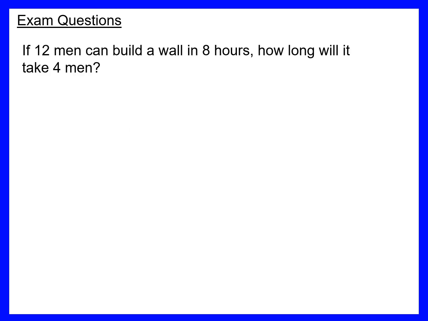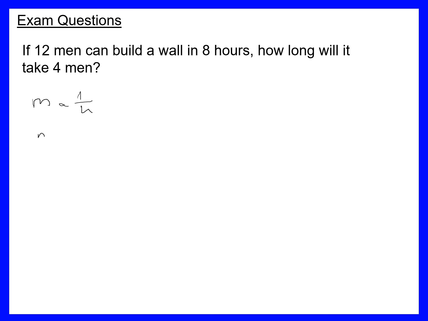Okay, last question then. This one again has got no structure, so remember it doesn't mention inverse proportionality at all in the question. If 12 men can build a wall in 8 hours, how long will it take 4 men? Although it doesn't mention proportionality, we still need to go through the same process. We should understand that the more people we have, the less time it's going to take. So as the number of men goes up, the number of hours will go down. Again, we can choose our own letters for this one. I'm going to say that the number of men is inversely proportional to the number of hours.